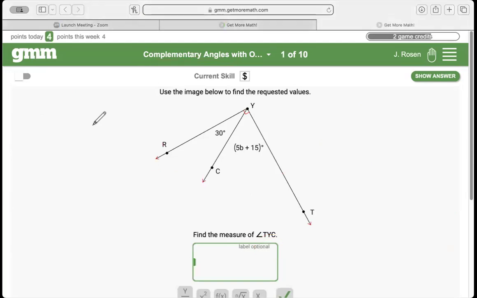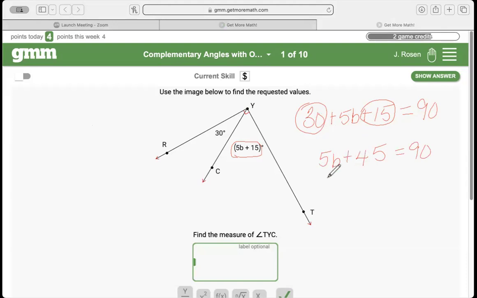And let's look at this one. So it wants us to know the measure of TYC. So it wants us to know the answer to this, basically, is what we're doing. And we need to know how to set it up. So again, they're complementary angles, which means they equal 90. And this angle plus this angle is going to do that. So we could do 30 plus 5b plus 15. And again, we're going to combine like terms, keep the sign in front with it. So 30 plus 15 is 45. And it's a positive. And now we just have a two-step equation.